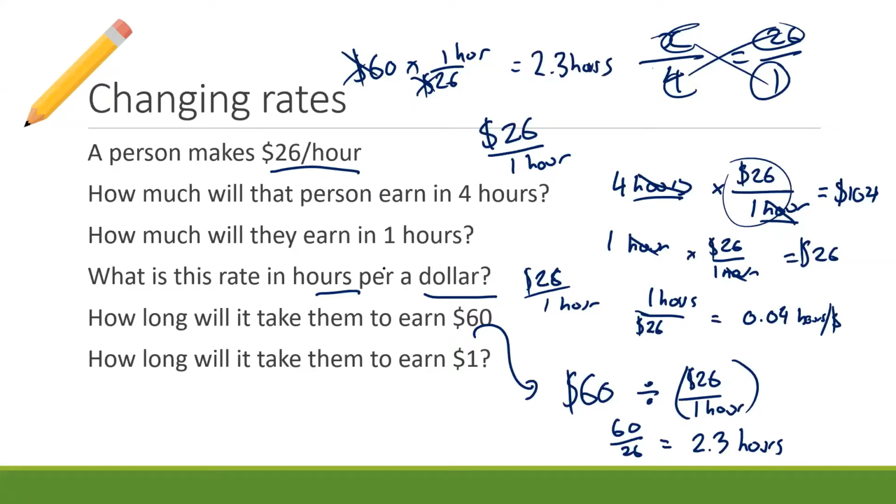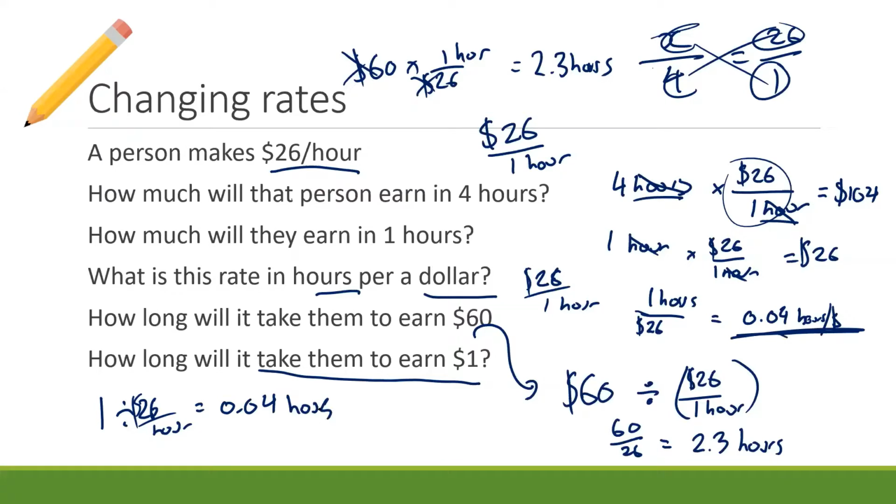Now the last one was, how long will it take them to earn $1? Again, it's the same thing. 1 divided by $26 per hour. You want to know how many $26 go into here so that you can understand it. This time it's going to be less than 1. It comes out to be 0.04 because we've already calculated that. 0.04 hours. And it's important to understand what's going on here.